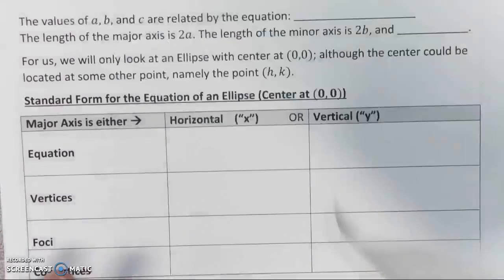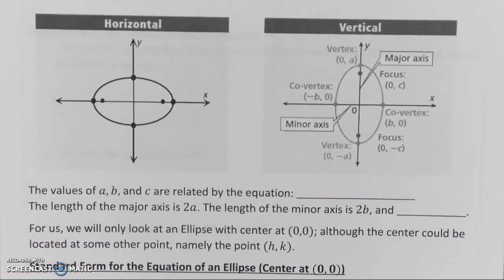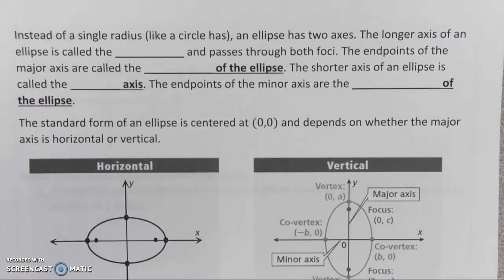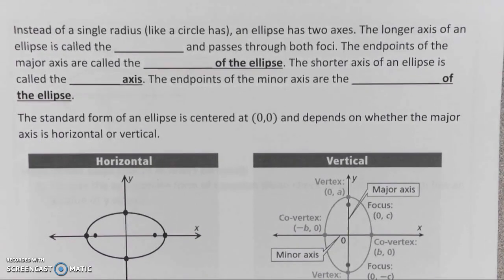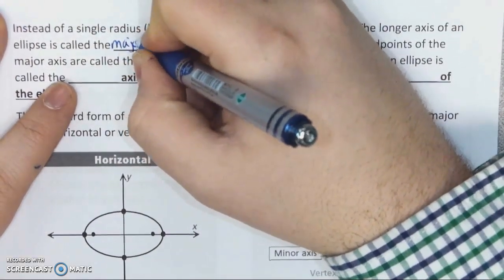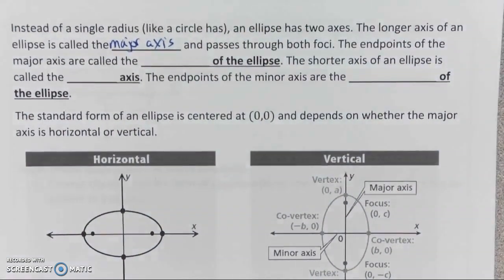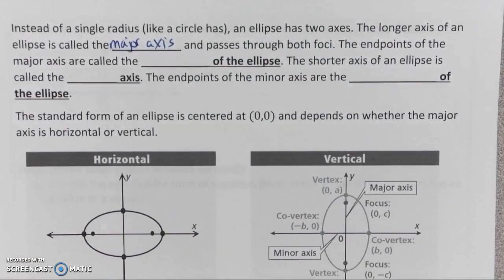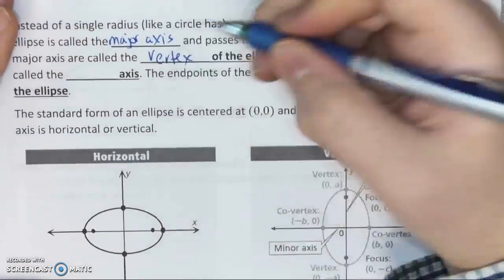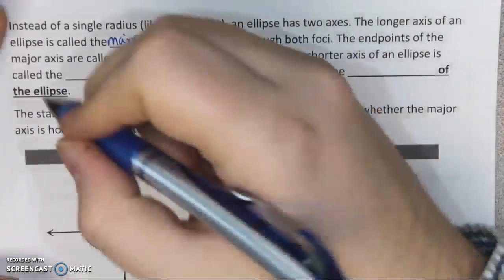So going to example 2 now, and here we're going to get some new terminology that we haven't really had before. A circle has a radius: any segment from the center to the edge of a circle, we call that the radius. Ellipses have something a little different. An ellipse has a set of two axes. The longer axis of an ellipse is always called the major axis, and it passes through both of the foci, or focus, whatever way you want to say it. The endpoints of the major axis are called the vertices, and the shorter axis of an ellipse is called the minor axis.